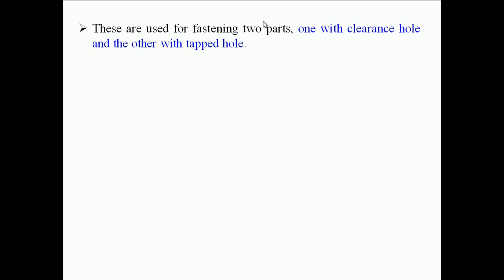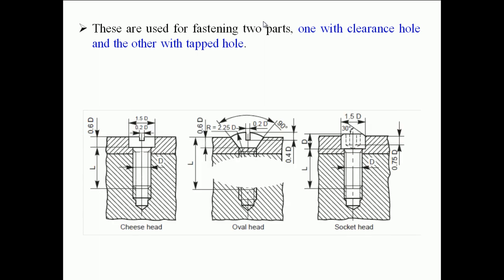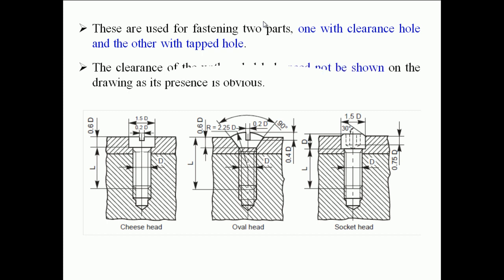These are used for fastening two parts, one with a clearance hole and the other with a tapped hole. You can see here we have cheese head, oval head, socket head. The clearance of the unthreaded hole need not be shown on the drawing as its presence is obvious. This particular statement you have to give importance. The clearance of the unthreaded hole need not be shown on the drawing.